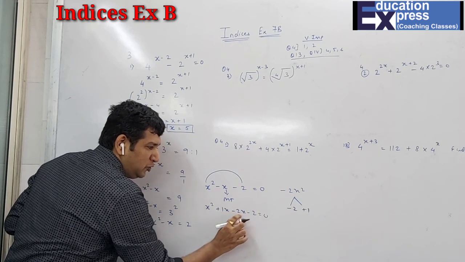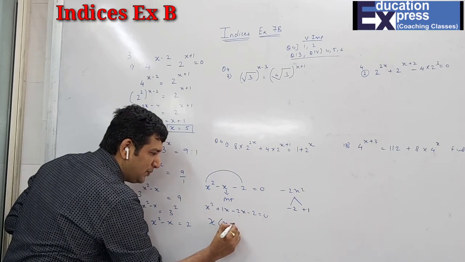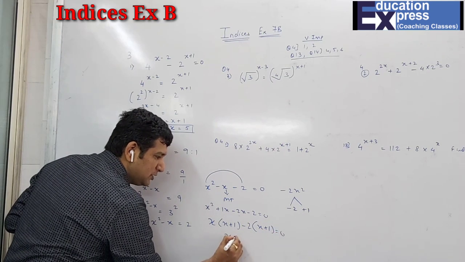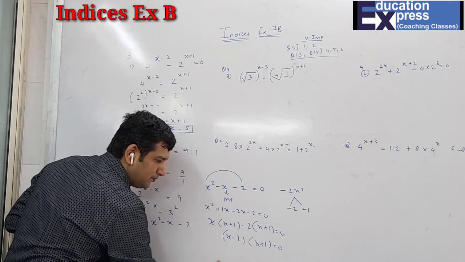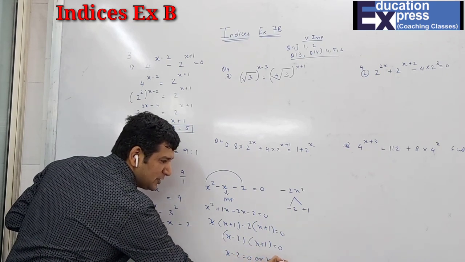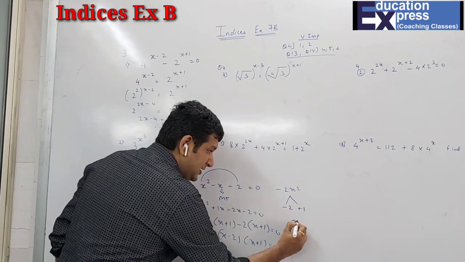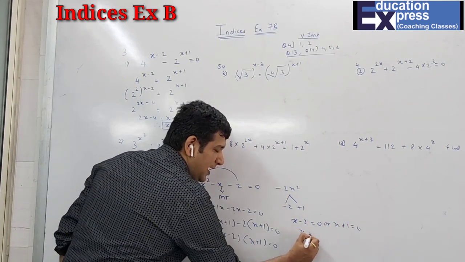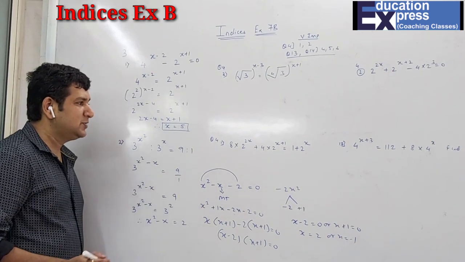You know why I have written 2 over here? Because 2 next to 2, they are divisible. x common, x plus 1 minus 2 common, x plus 1 equals to 0. So x minus 2, x plus 1 equals to 0. So x minus 2 equals to 0 or x plus 1 equals to 0. So x is 2 or x is minus 1. So the answer is x is 2 and x is minus 1.